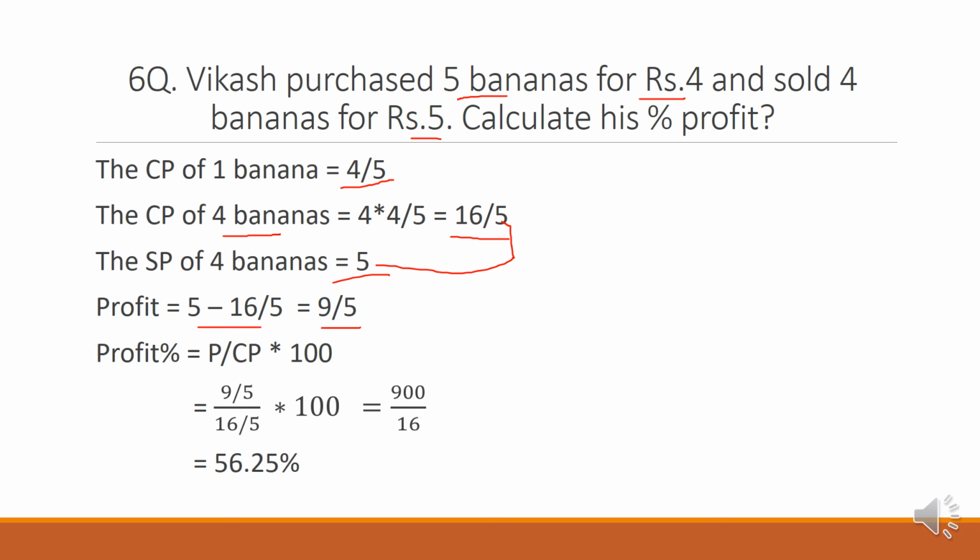Here 9 by 5 is profit. So the profit percentage is equals to profit by cost price into 100. That is 9 by 5 by 16 by 5 into 100, which is equals to 900 by 16, which is equals to 56.25%. That is the profit he earned.